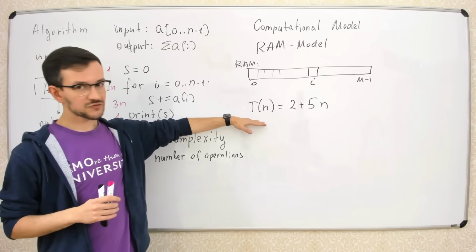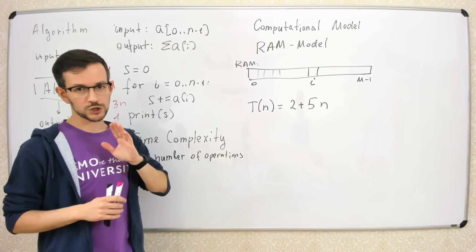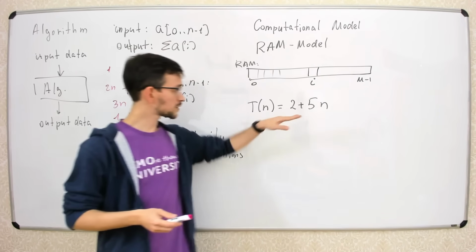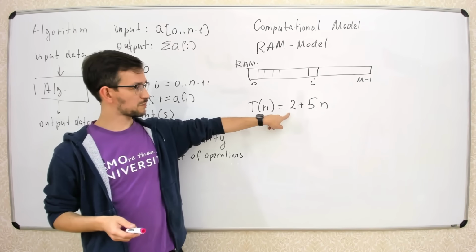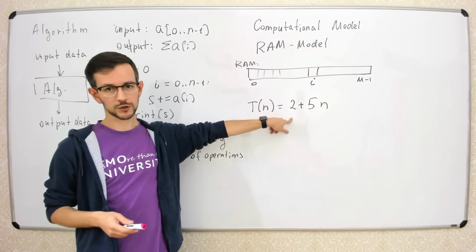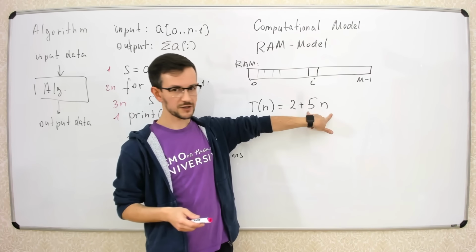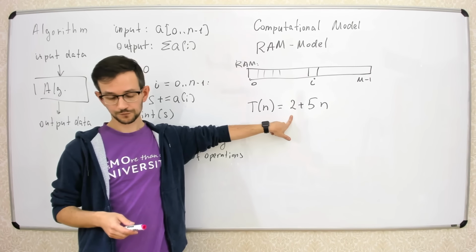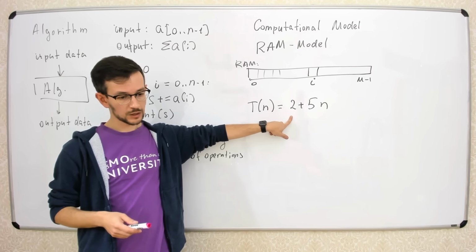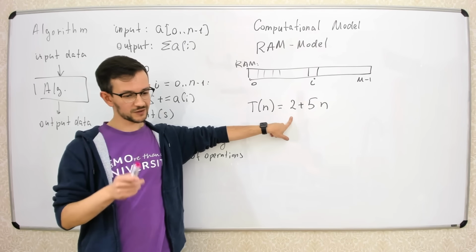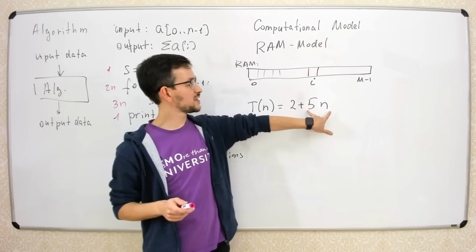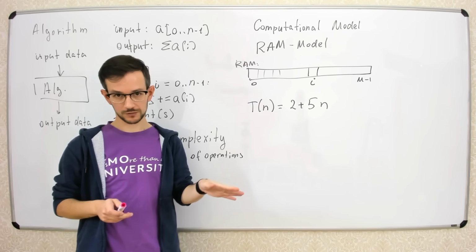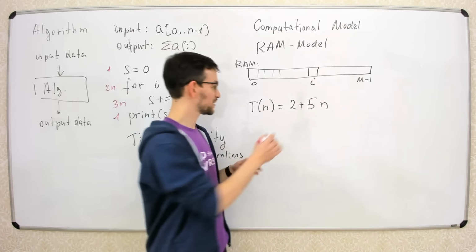Now let's take this formula and remove everything which is not important. For example, this plus 2 is not important. Why is it not important? Because this 5n is much bigger than this 2. We will talk about the master theorem in the end, but not now. This 5n is much bigger than this 2. So this 2 is not very important. Let's remove it.